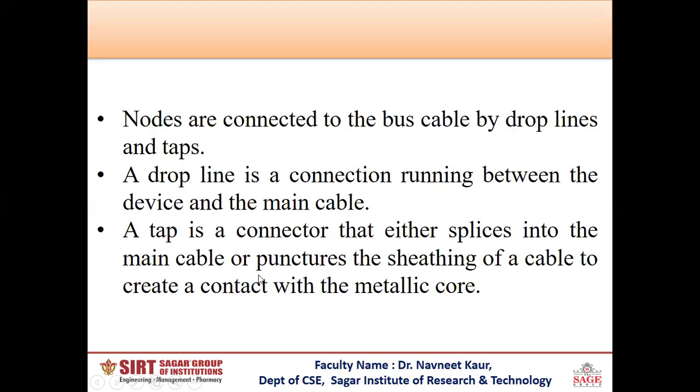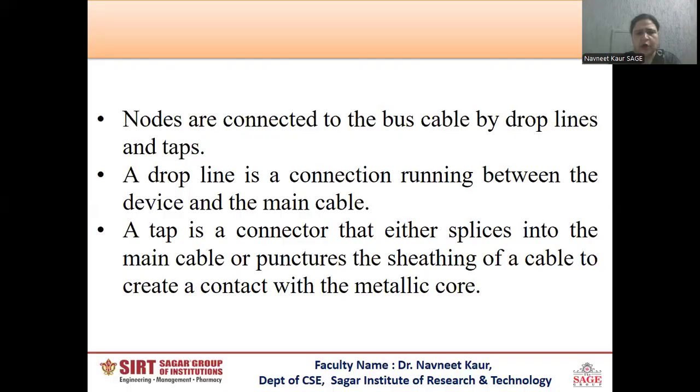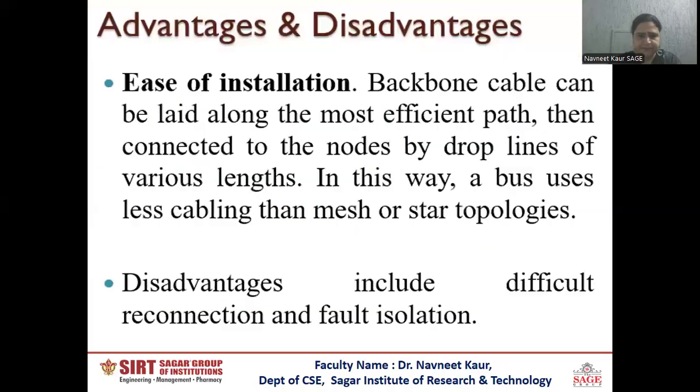Now here, a drop line is a connection which runs between the device and the main cable. And a tap is a connector that either splices into the main cable or punctures the sheathing of a cable to create a contact with the metallic core. Then only there will be the movement of the data.